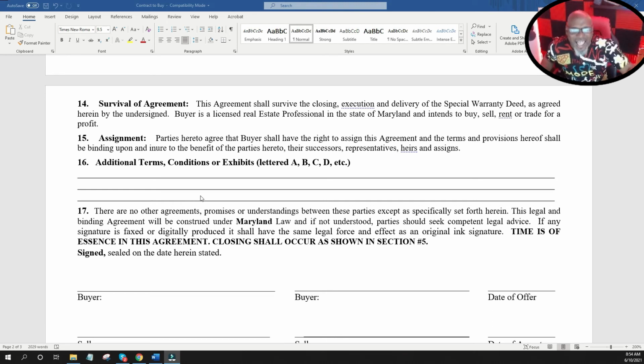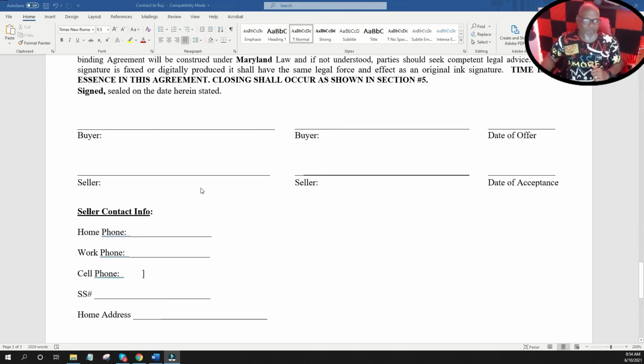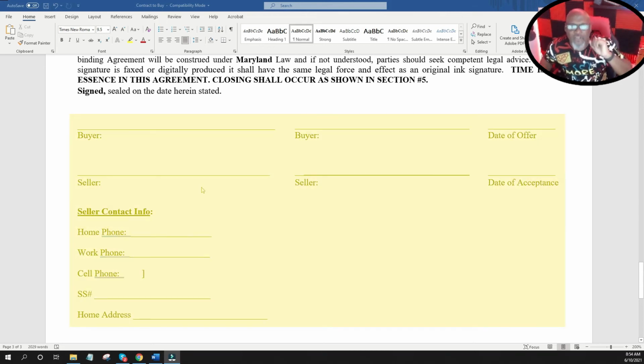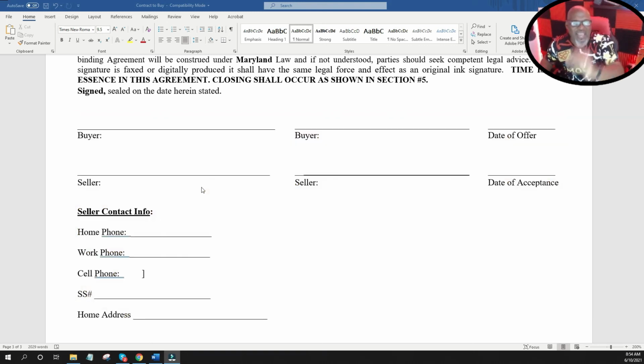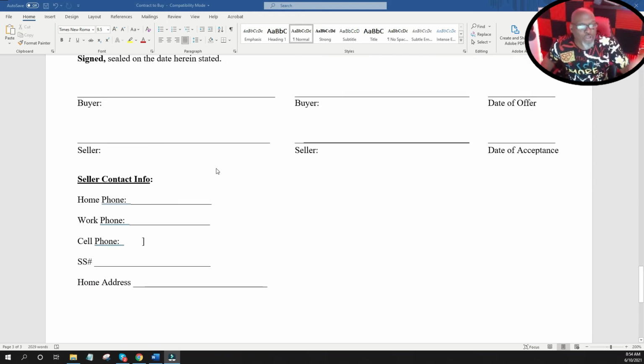So, the last section is this. The buyer's information, date of offer, the seller's information, date of acceptance. And what I mean by that is seller's name, buyer's name, and seller's contact information. Home number, work phone, cell, home address. Now we have Social Security there, but the only reason we do that is because that's what the title company is going to get from the sellers when they get ready for the actual closing process. So you don't need to get Social Security information from your seller.